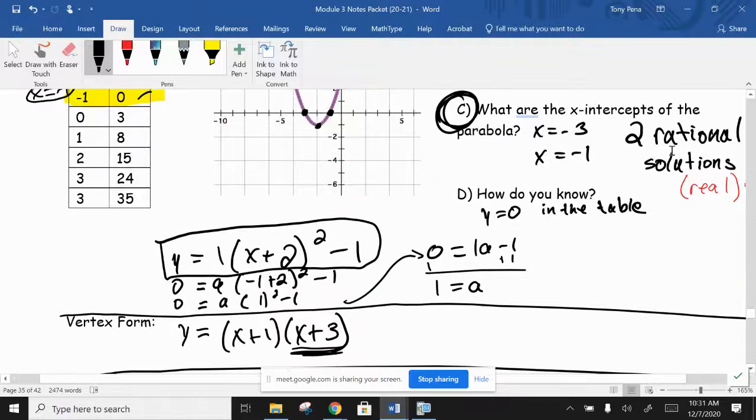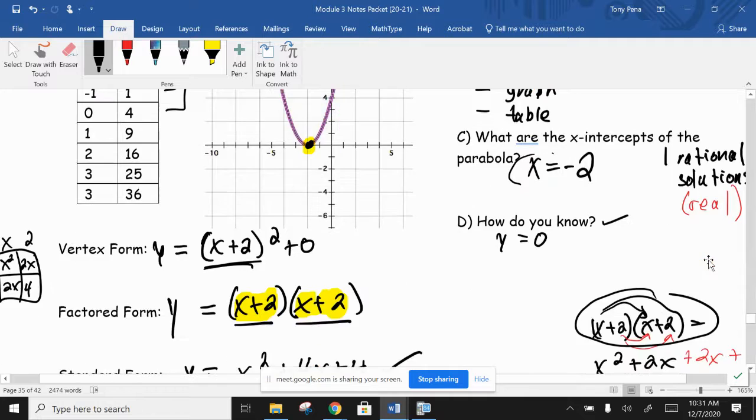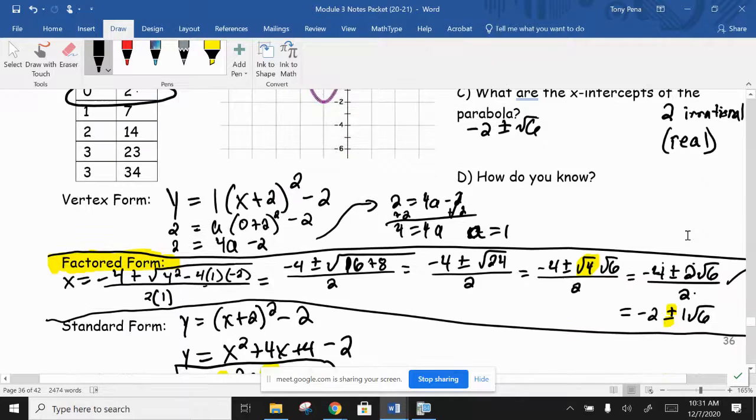Here we had 2 rational solutions: -3, -1. Still real numbers. We now know we can have just one solution. This was rational and it's real. We've been doing these for a while. We get 2 solutions. These are what we call irrational numbers because of this ugly root 6, but it's still considered a real number.